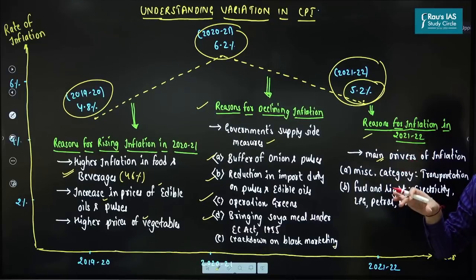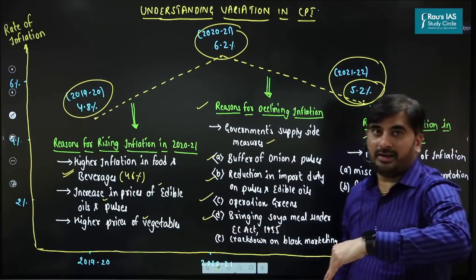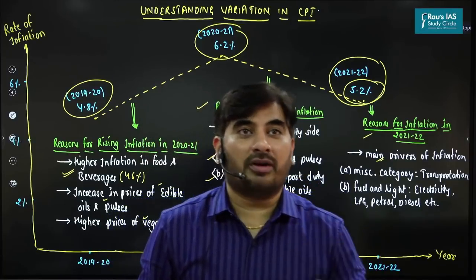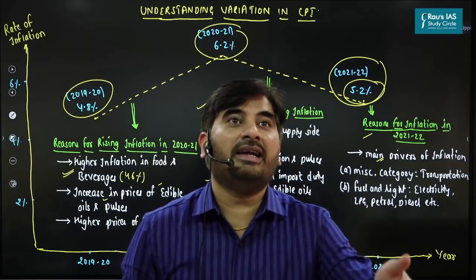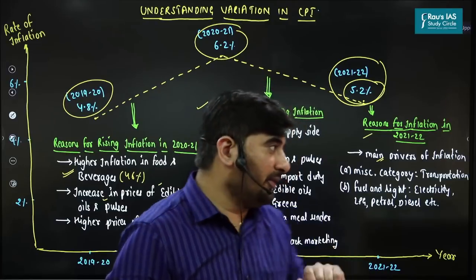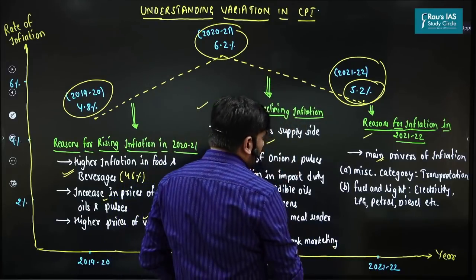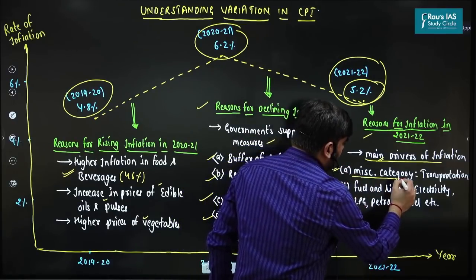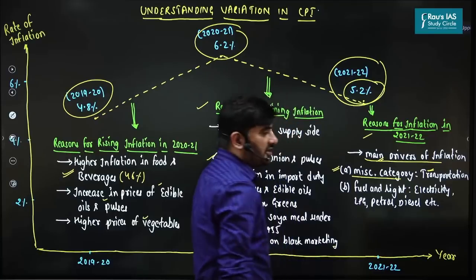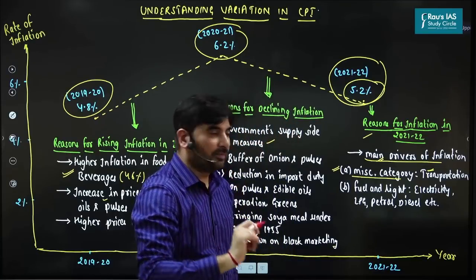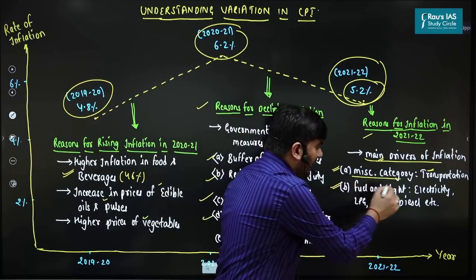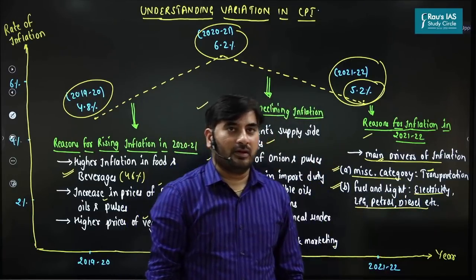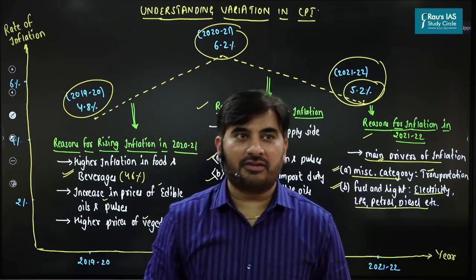Main drivers of inflation: food inflation has come down undoubtedly, but now it is the prices of petroleum products which have been leading to high rate of inflation. For example, right now the main drivers of inflation are two. One is miscellaneous category. Under the miscellaneous category, transportation, which is petrol and diesel, and fuel and light category, which includes electricity, LPG, petrol, diesel, etc. So these are the drivers of CPI rate of inflation.